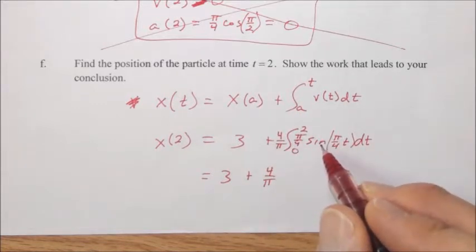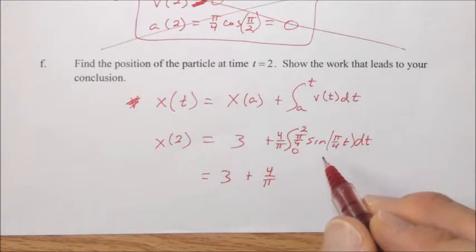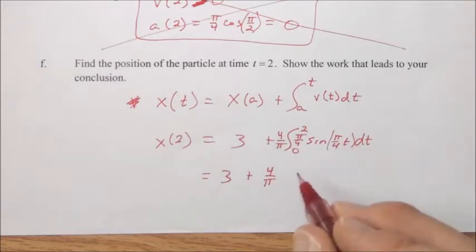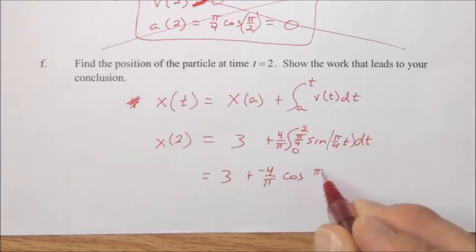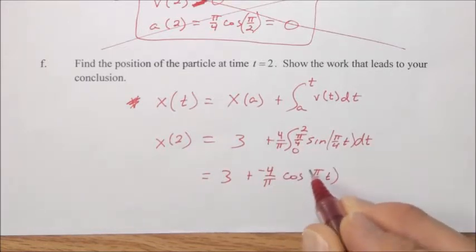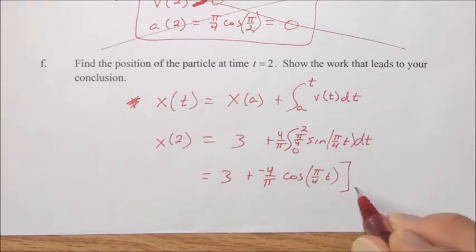The antiderivative of sine is going to be negative cosine. So we're going to have negative cosine. So we're going to make the 4 negative, and we have cosine pi over 4t. And that's being evaluated from 0 to 2.